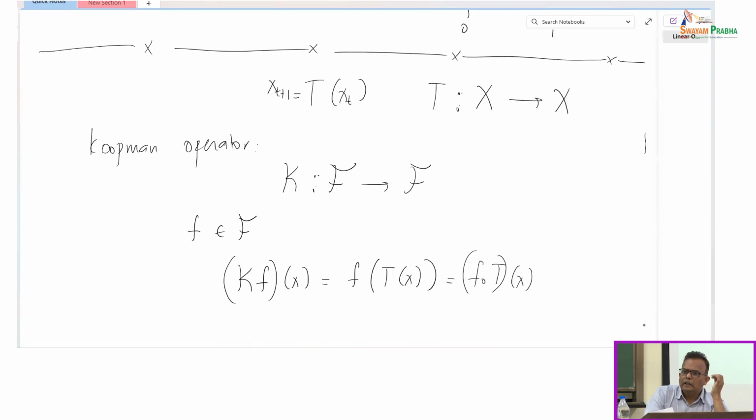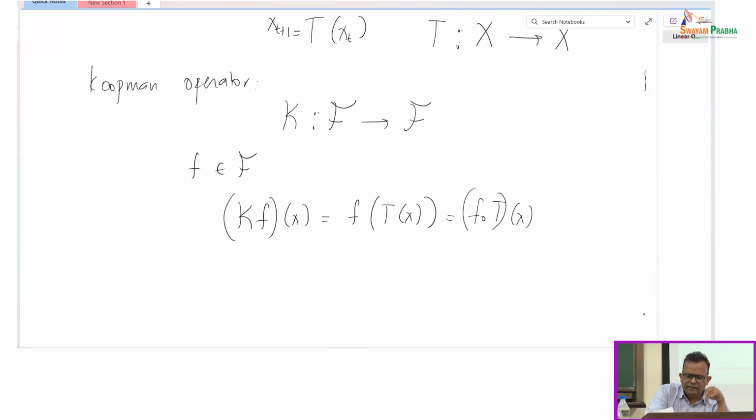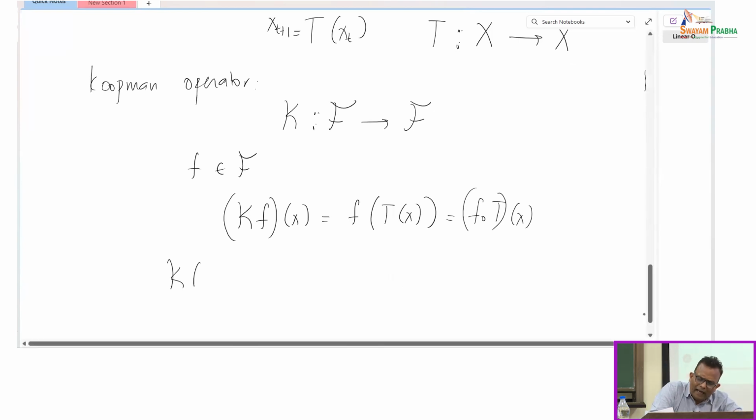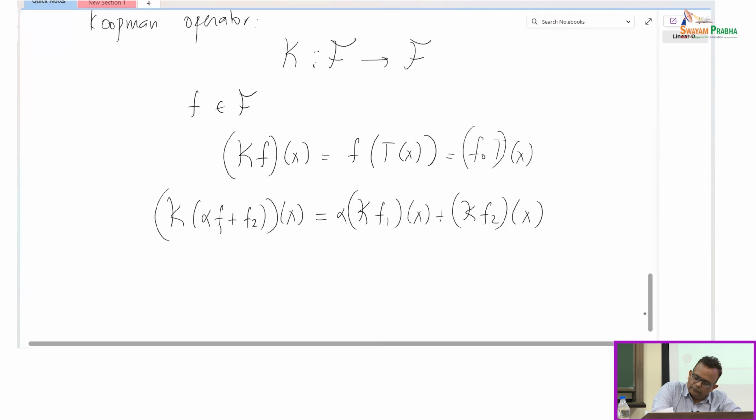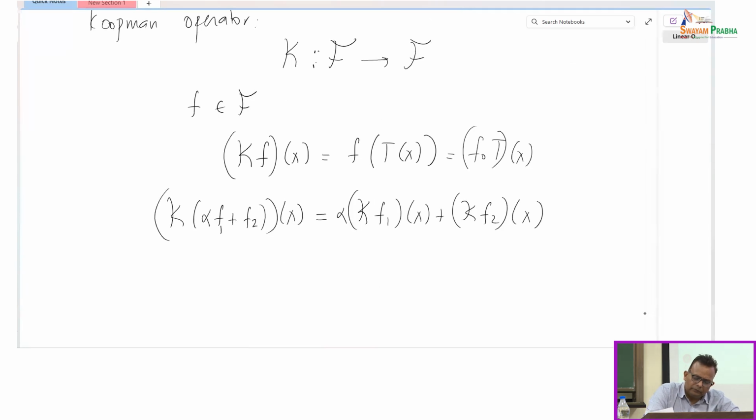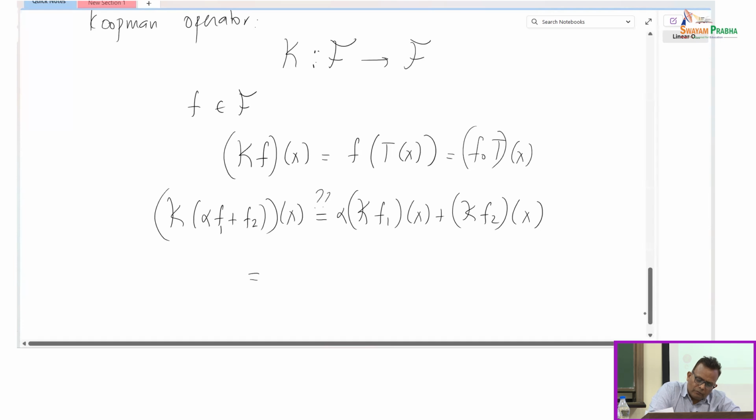Now it's also very easy to see that this is a linear operator. What does it mean? If I take kappa and make it act on a function alpha f1 plus f2, evaluated at x, it is the same as alpha times kappa f1 of x plus kappa f2 of x. Why is this? Because what is this?